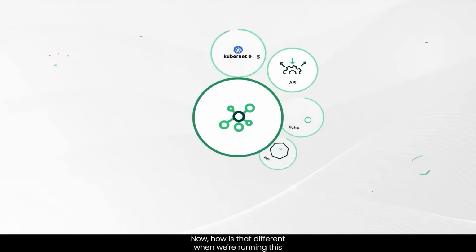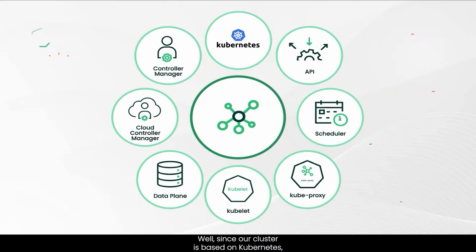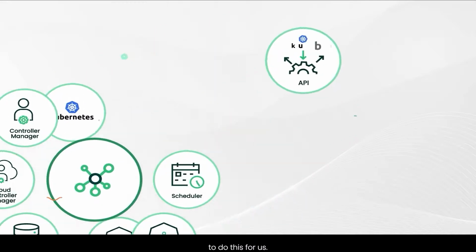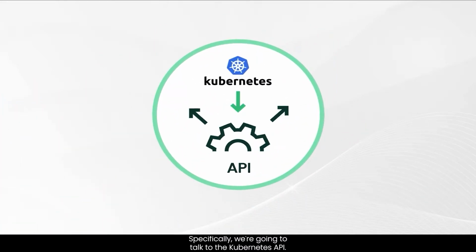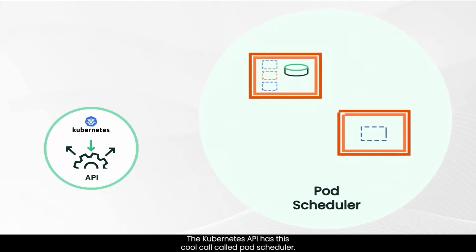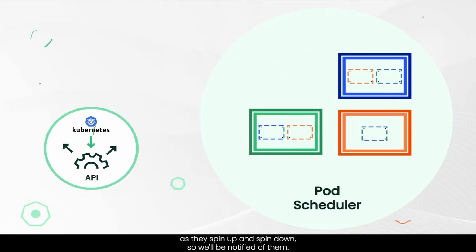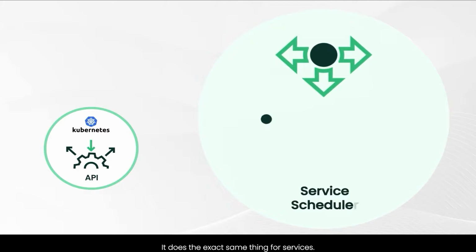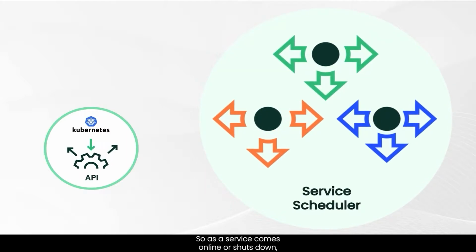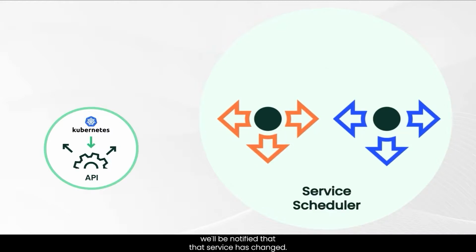Now, how is that different when we're running this in a SUSE environment? Well, since our cluster is based on Kubernetes, we can leverage a bunch of the power of Kubernetes to do this for us. Specifically, we're going to talk to the Kubernetes API. The Kubernetes API has this cool call called Pod Scheduler. What the Pod Scheduler does is it tracks all pods as they spin up and spin down. So we'll be notified of them. It does the exact same thing for services. So as a service comes online or shuts down, we'll be notified that that service has changed.